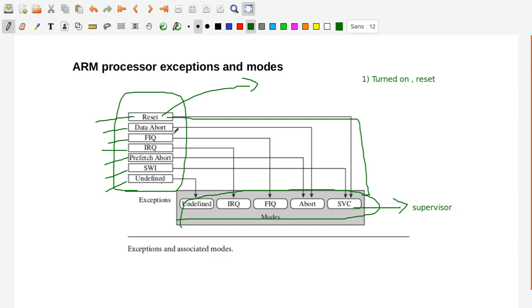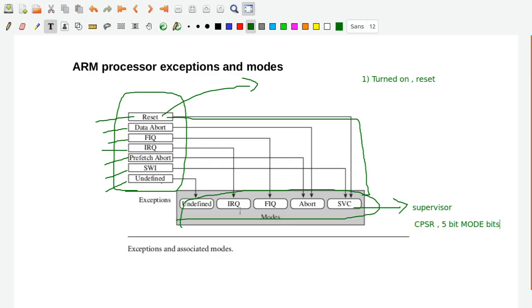Whenever the supervisor operating mode is entered, what is the change that happens here? Maybe we have discussed this, that is in the CPSR register, the mode bits are there, the 5 mode bits, bits 0 to 4. Those 5 mode bits are changed. For example, if the processor is in some IRQ mode and the reset exception happens, the processor will switch from IRQ mode to the supervisor mode.